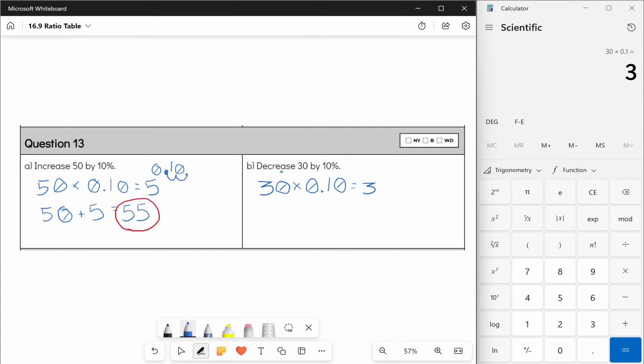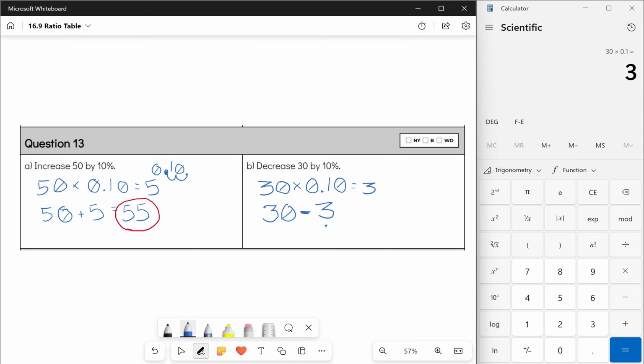But this question wasn't asking what is 10% of 30. This question wants us to decrease 30, our base number, by 10% of itself. We just found that 10% of 30 is 3, so now I have to decrease 30 by 3. Now over here, when I wanted to increase the base number by that percent of itself, I used addition. So what do you think we're going to use for when we want to decrease? We are going to use subtraction, the opposite of addition. We are going to minus. We're going to take that base number, 30, and we're going to minus what we found was 10% of itself.